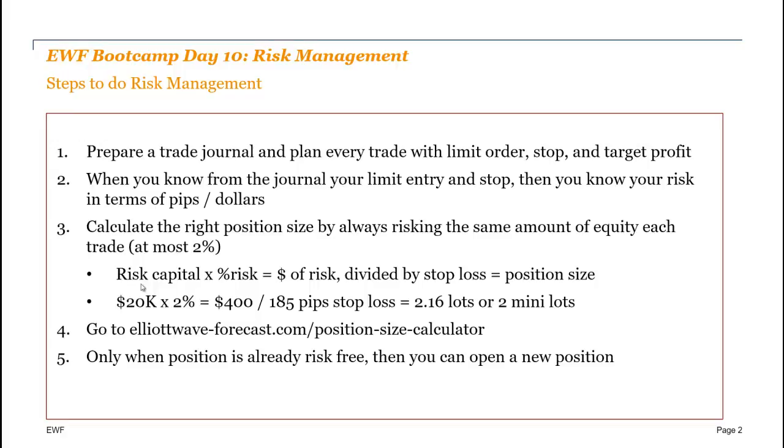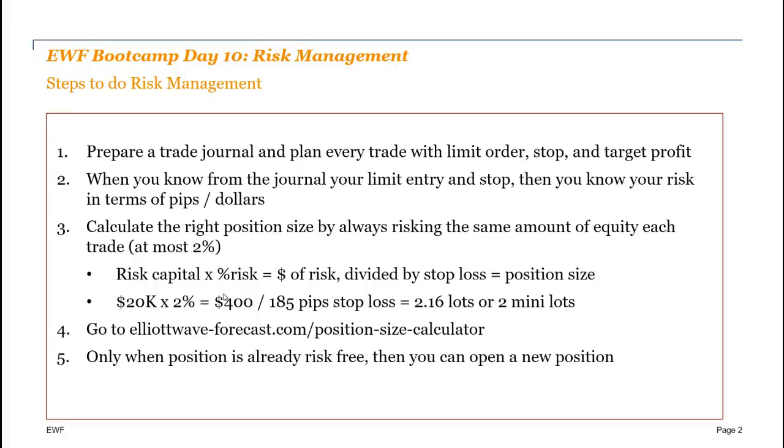This is the formula right here. The risk capital multiplied by percentage of risk equals the dollar of risk. And then you divide the dollar of risk by the stop loss, then you get the position size. As an example, if your capital is 20,000 and you're willing to risk 2%, then you multiply 20,000 by 2% and you get $400.